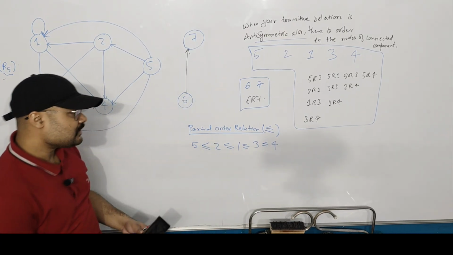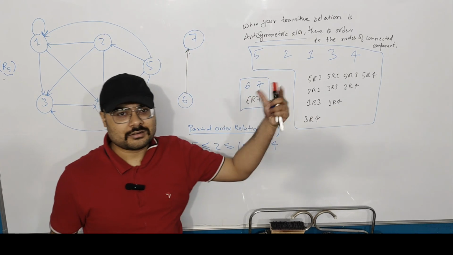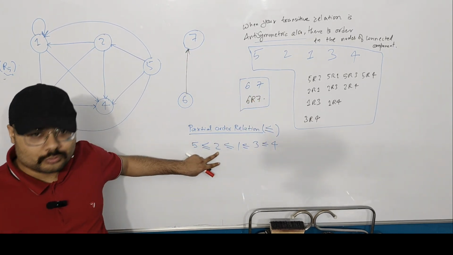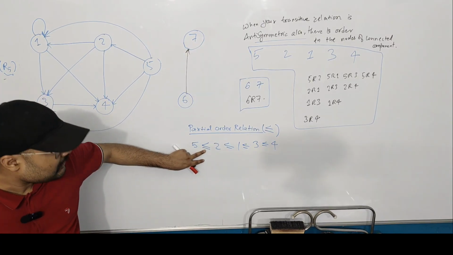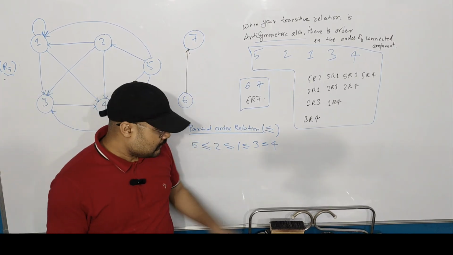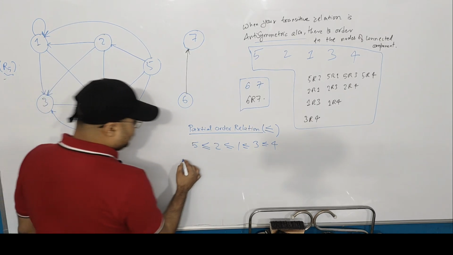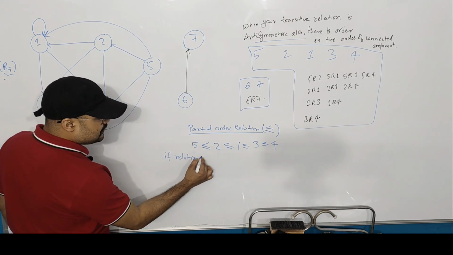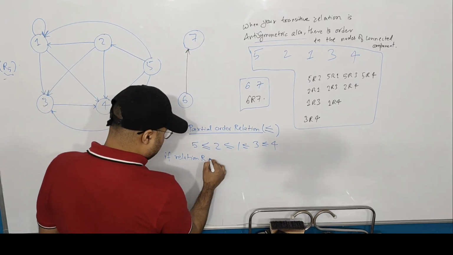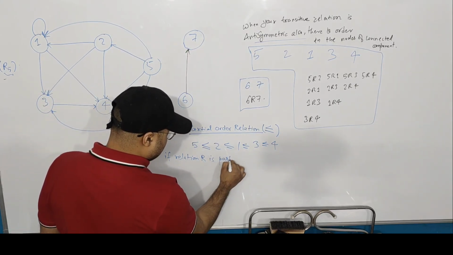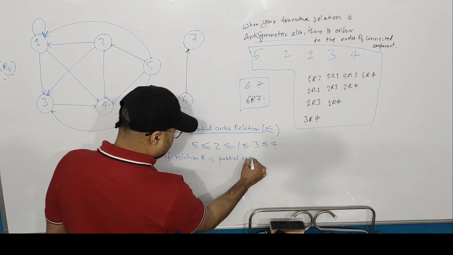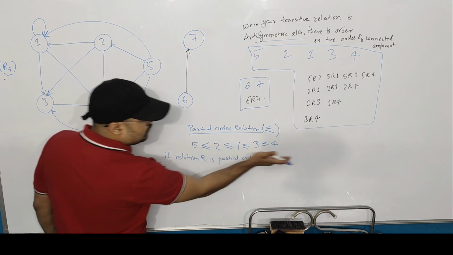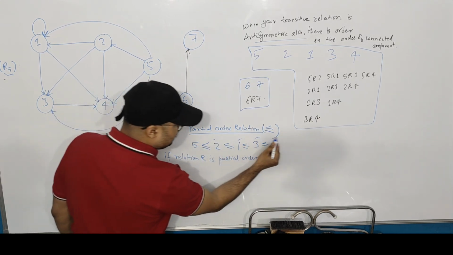So as you can see, this is not a less than or equal to in the normal scenarios that you know of, because 5 is not less than 2. This is basically a symbol for a partial order relation, which means that if your relation R is a partial order, then 5 is related to every other node, 2, 1, 3 and 4.